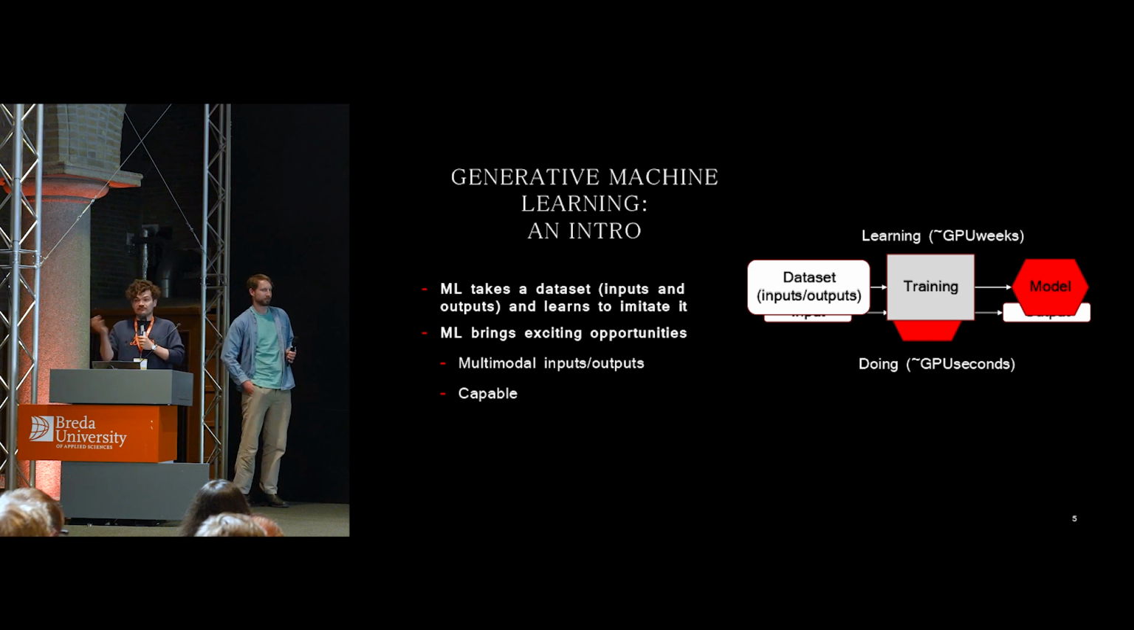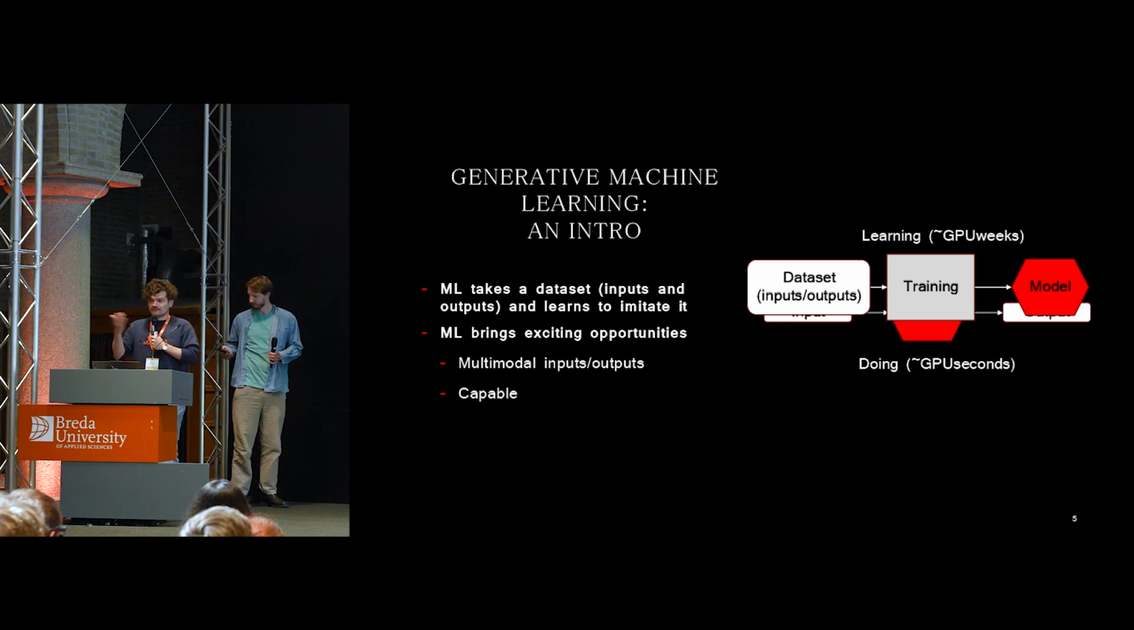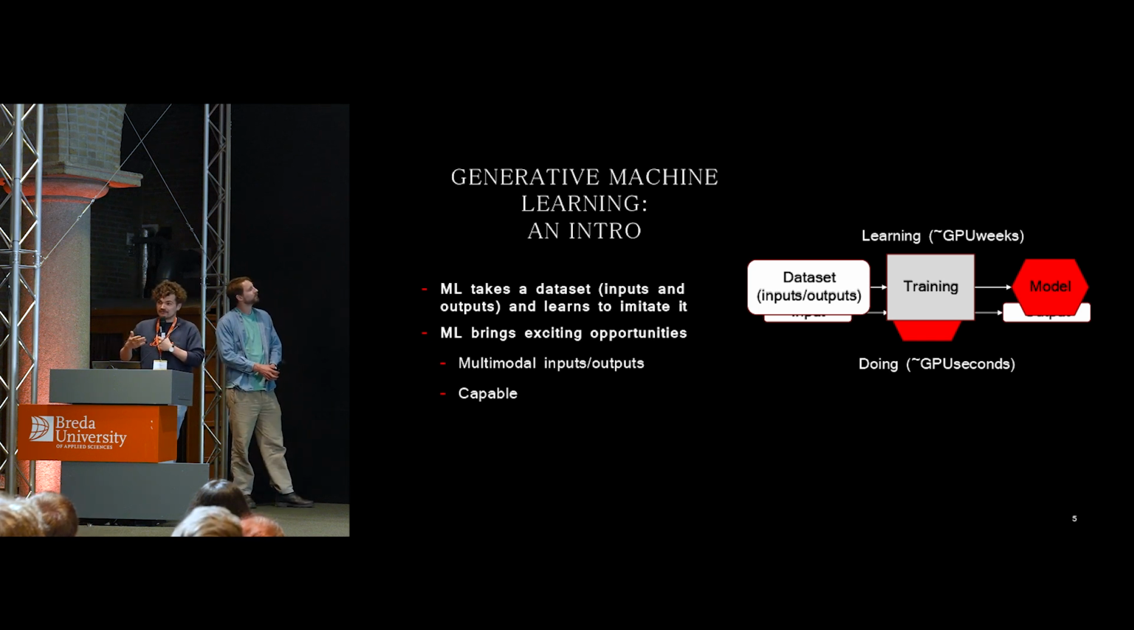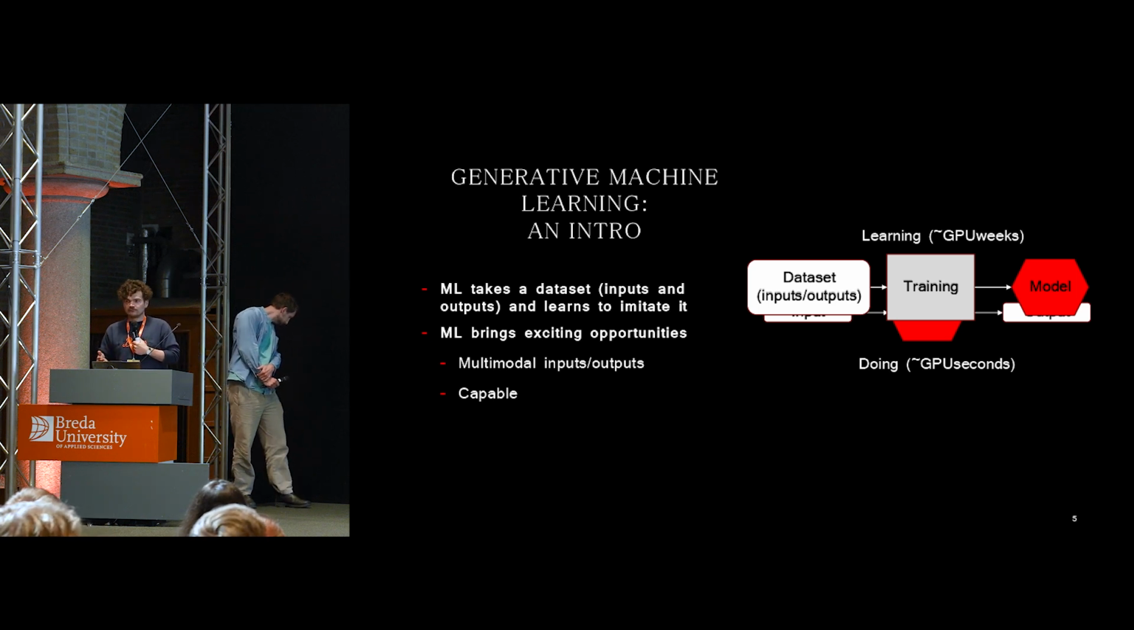But it could also be something like the input could be a random noise field, and the output could be something you wanted, maybe an image. And in that way, we can feed in random noise and get new, different stuff out of it. And you must have heard over the past couple of years, but over the past 10 years in particular, machine learning has brought new, exciting opportunities.